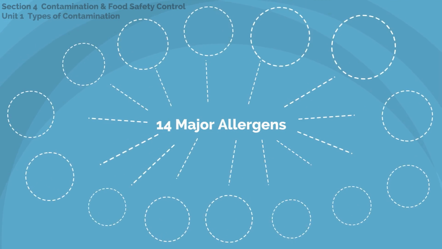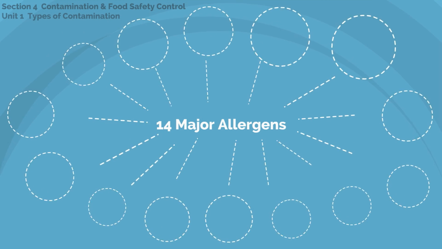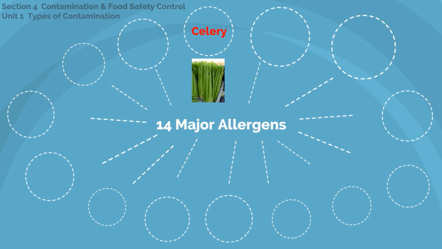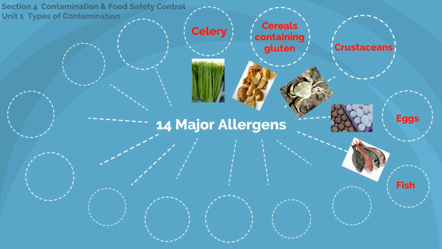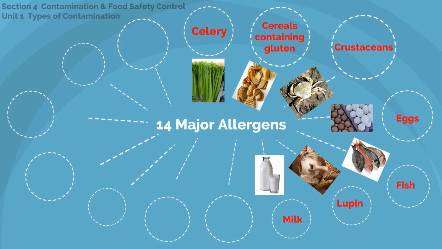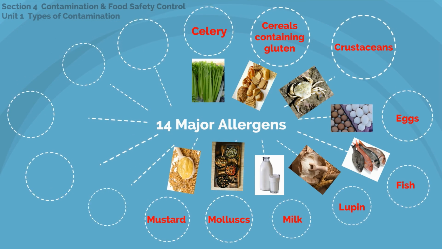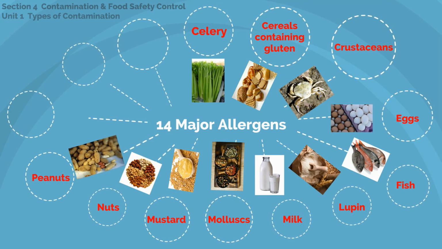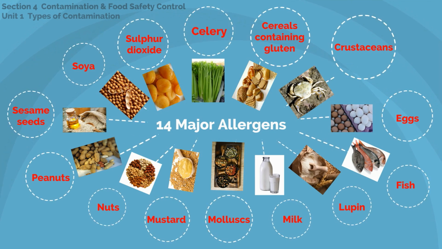There are 14 major allergens which need to be identified on all food packaging and loose food. They are celery, cereals containing gluten, crustaceans, eggs, fish, lupin, milk, molluscs, mustard, nuts, peanuts, sesame seeds, soya and sulfur dioxide.